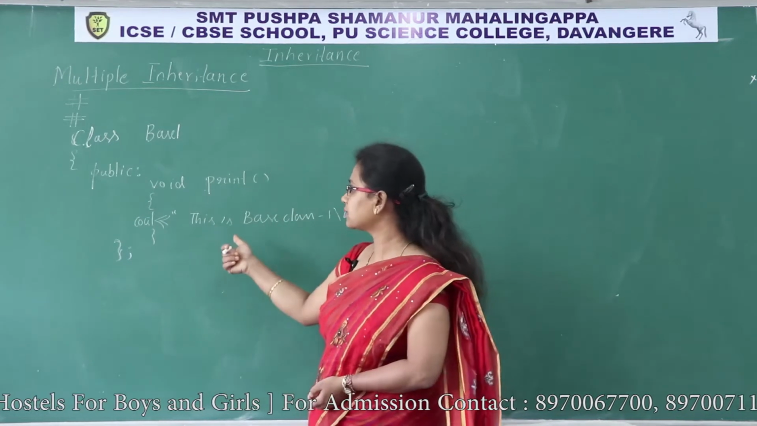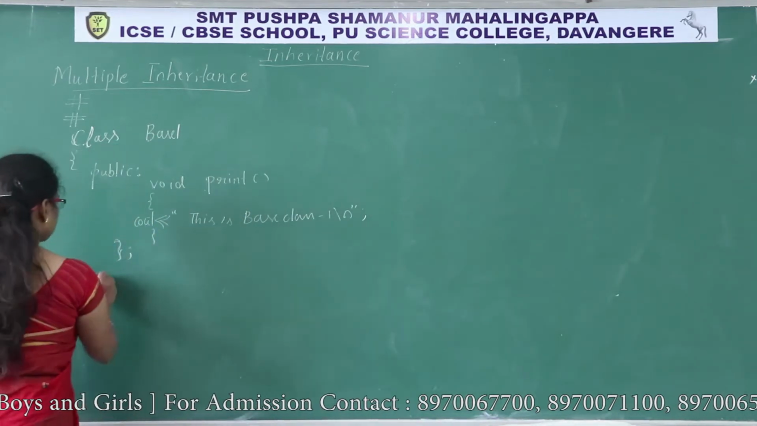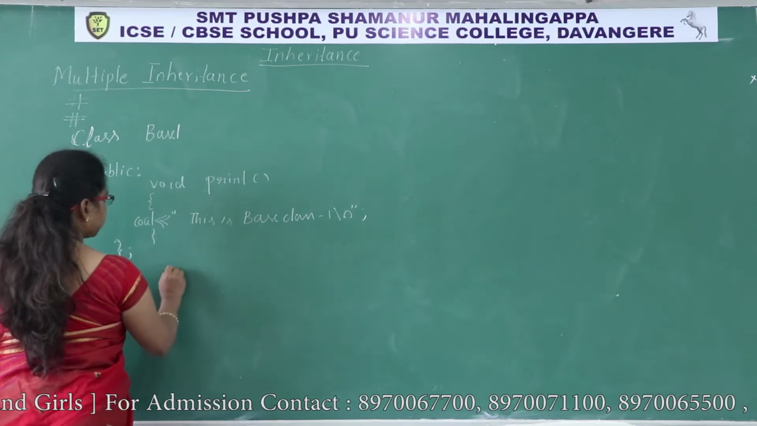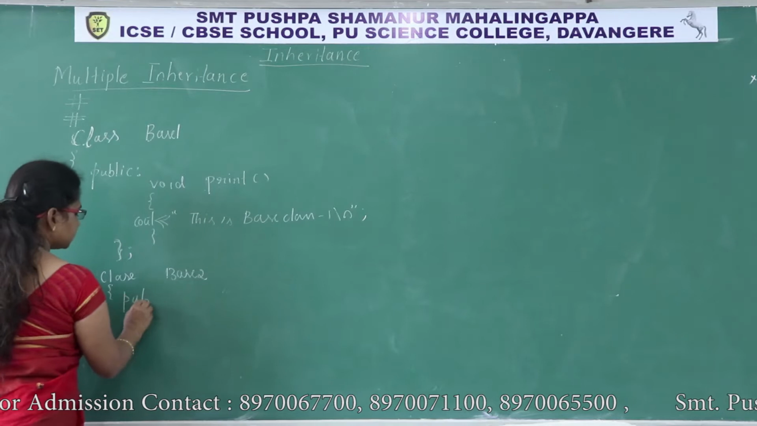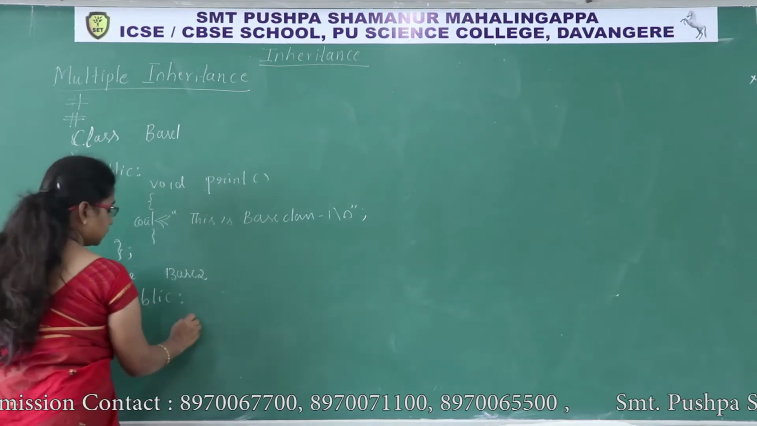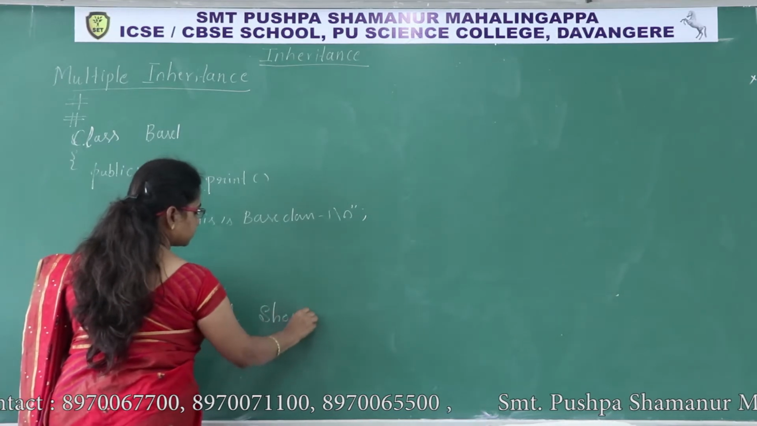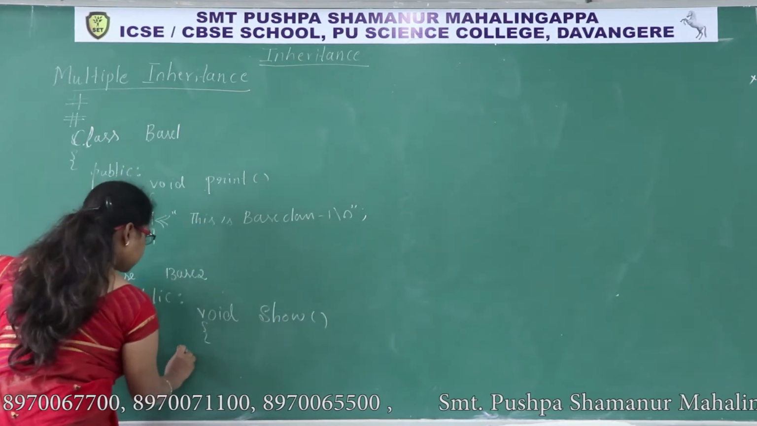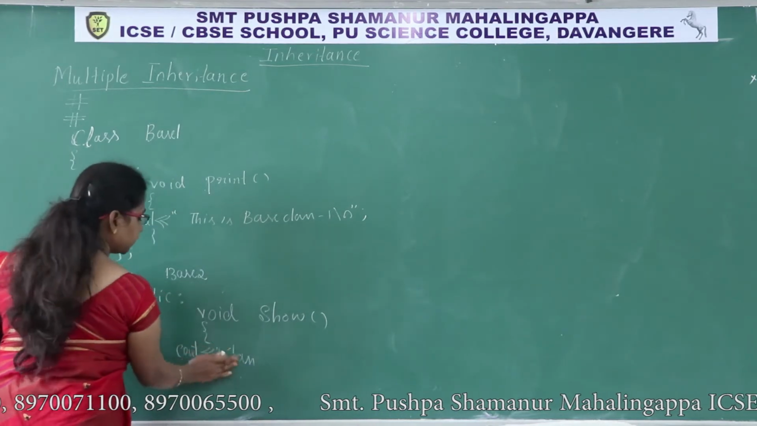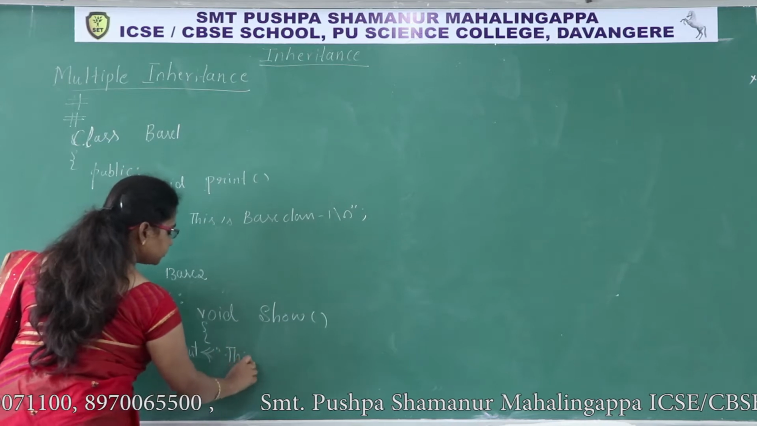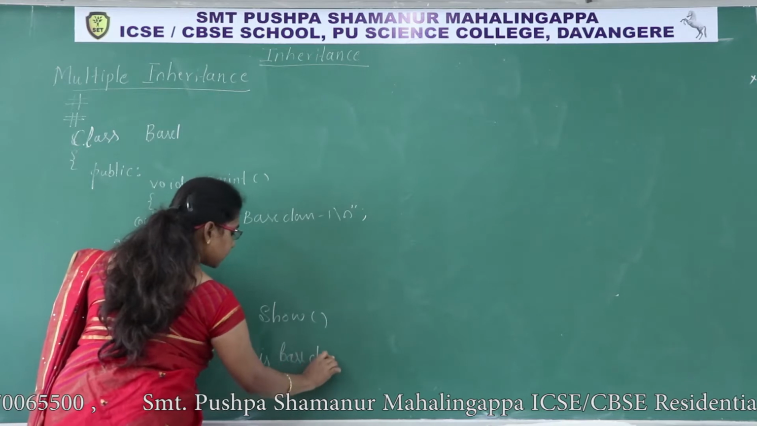So as per the definition, multiple inheritance means a class which is derived from two or more base classes. I have taken one base class, its name is base 1. Another base class I will take, class base 2. In the public section, void show, cout "this is base class 2".